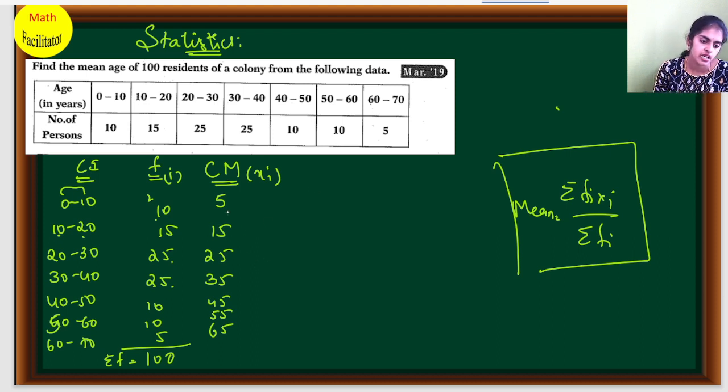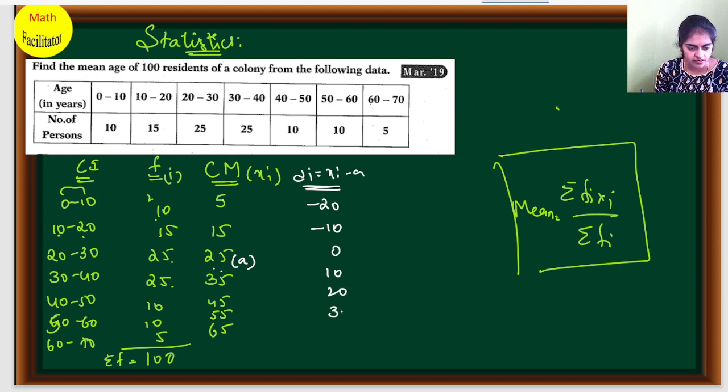Okay, time waste. So let us assume 1 as assumed mean from the class mark. So deviation equals xi minus a, write. So 5 minus 25 is -20, 15 minus 25 is -10, 0, 10, 20, 30, 40. See, a pattern comes here: -20, -10, 0, 10, 20, 30, 40. Okay, see, 35 minus 25 is 10, 45 minus 25 is 20, 55 minus 25 is 30, 65 minus 25 is 40.